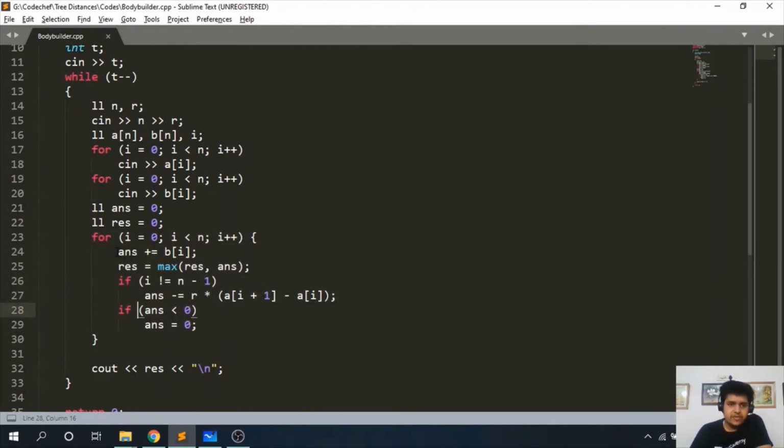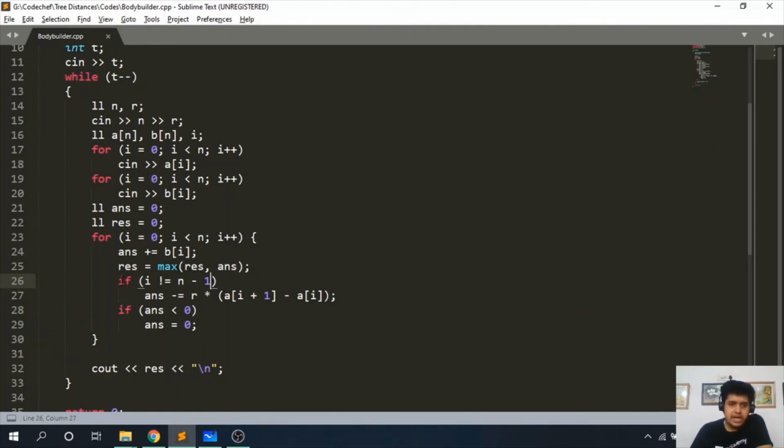First we will add Bi. What is Bi? Bi is the tension acquired in the ith exercise. Now we calculate what is the maximum value of result till then. So result is equal to max of result comma answer.